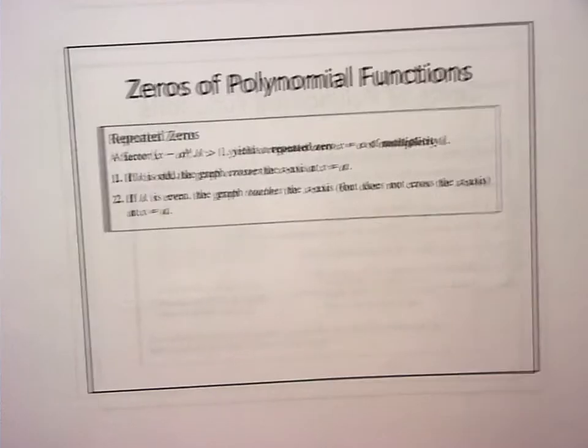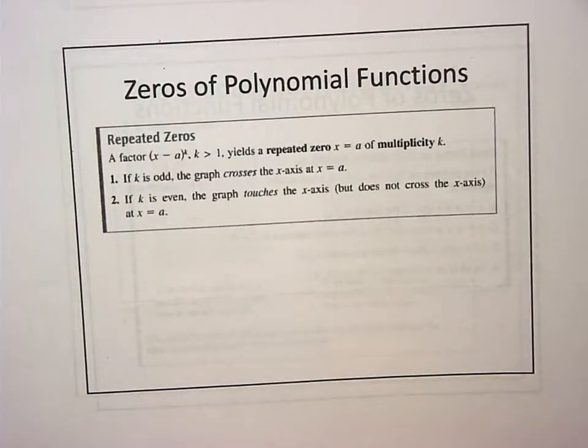And multiplicity-wise, this is kind of the box that talks about repeated zeros or multiplicity. Whatever that power is, once you factor it, if that k value is odd, it's going to cross through the x-axis at that 0. If it's even, it doesn't cross. It rebounds off of the x-axis.